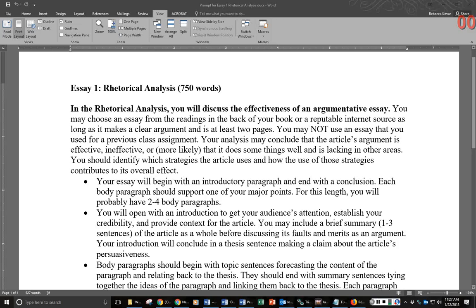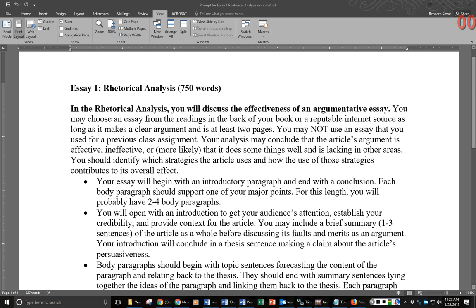So this essay is your rhetorical analysis, 750 to 1,000 words. In rhetorical analysis, you're looking at an essay that's making an argument, and you are talking about how well it makes that argument. So for this, you can choose an essay from your book, or you can choose a reputable internet source. Anything you choose needs to be making a clear argument, it needs to be taking a stance, and it needs to be at least 2 pages.